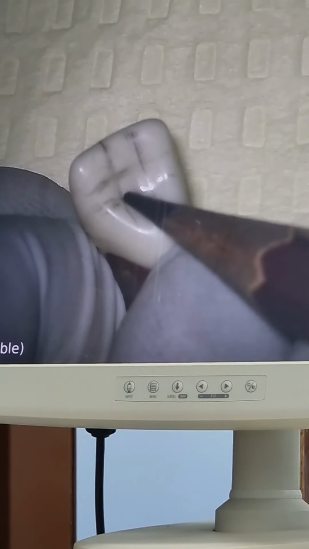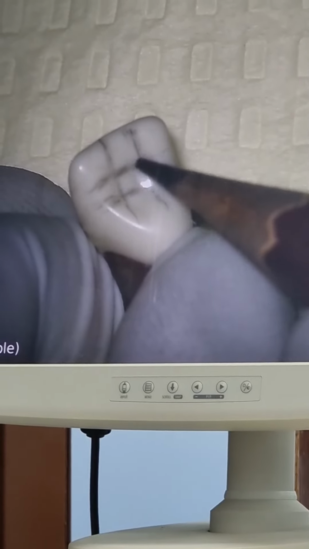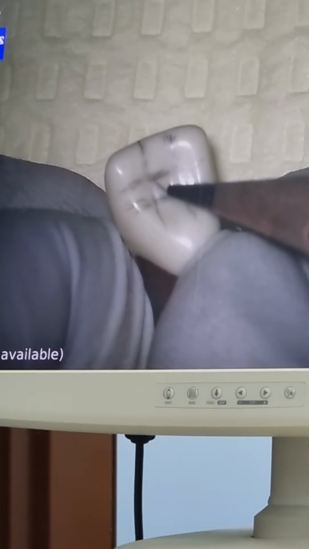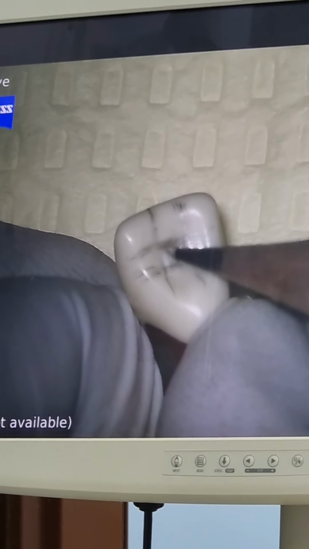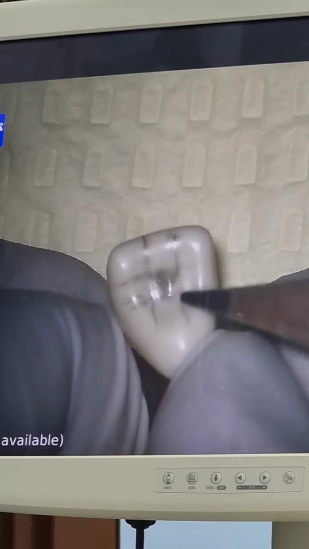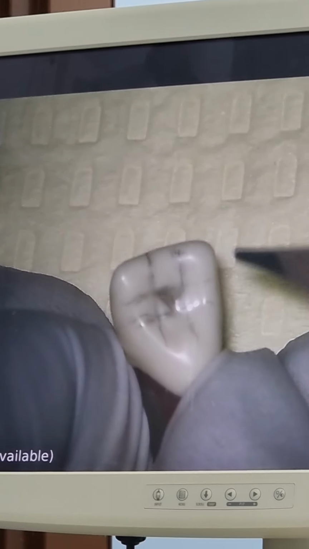So this will be the base of the triangle towards the incisal edge, and the apex of the triangle you're going to make like this. So you can just color this area. This is our initial outline form, not your final outline form. The final outline form, obviously, will be wider than this.